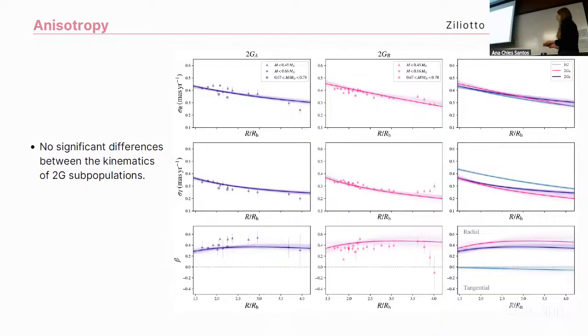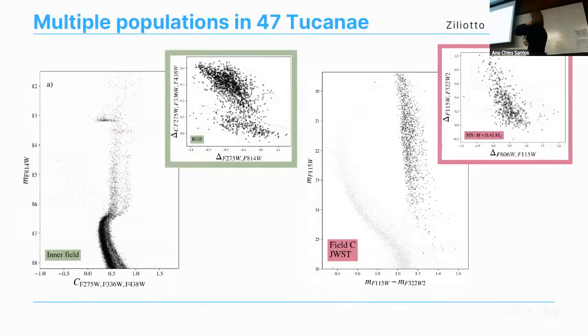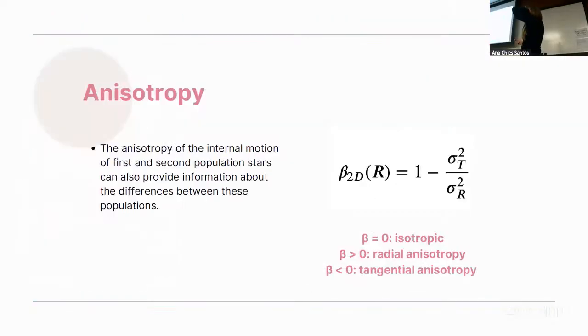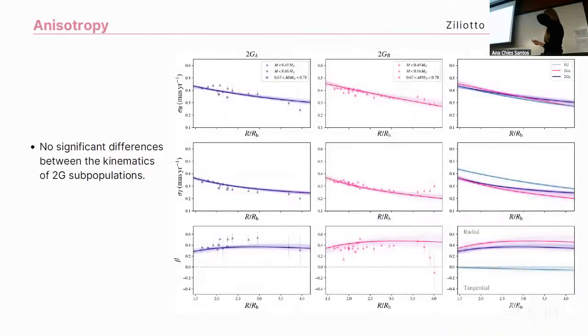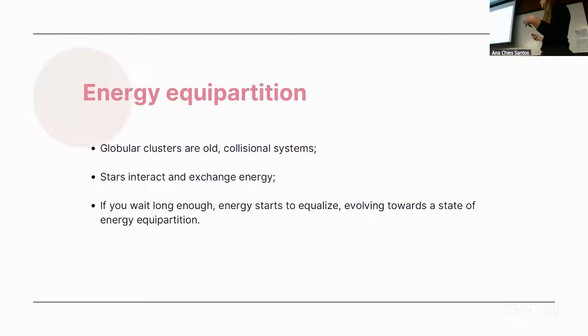We also subdivided the populations into 2GA and 2GB, considering these subpopulations that we have in the chromosome maps. And then the kinematic differences between them are not significant. So we have basically almost the same profiles, and if we compare them with the 1G, which is isotropic, then we see differences, but we don't see differences between the subpopulations. So if they formed at different times, they were formed under very similar initial conditions.